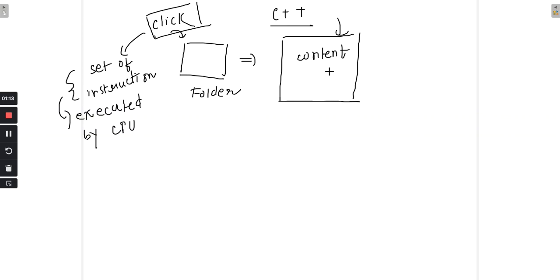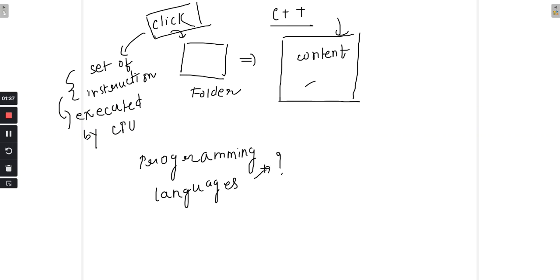Now the question comes, how do we write such instructions which need to be executed to perform any task, right? So we require something called programming languages for it. So what are programming languages? We can simply say that these are those languages that a computer can understand.